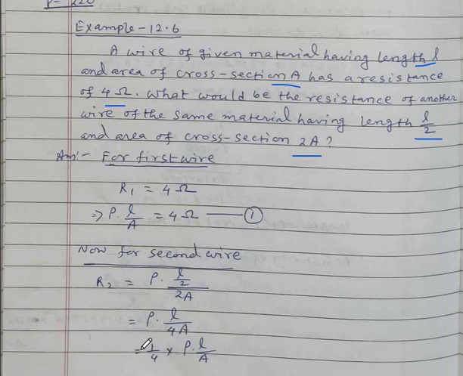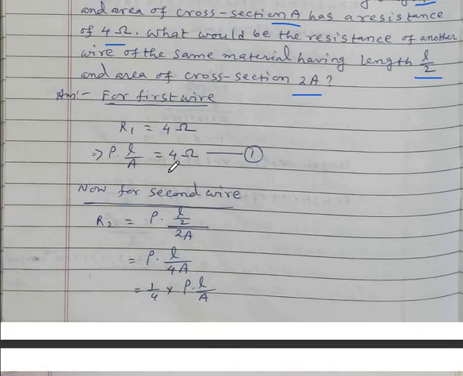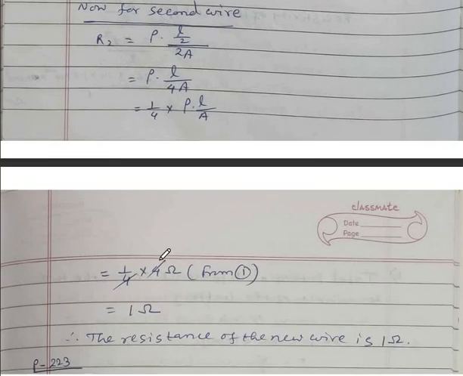The 4 you can separate, that is 1 by 4 into rho into L by A, and from condition 1, rho into L by A is 4 ohm, already we got it. So 1 by 4 into 4 ohm, after cancellation we get 1 ohm. Therefore the resistance of the new wire is 1 ohm.